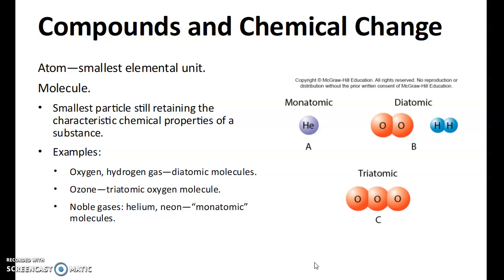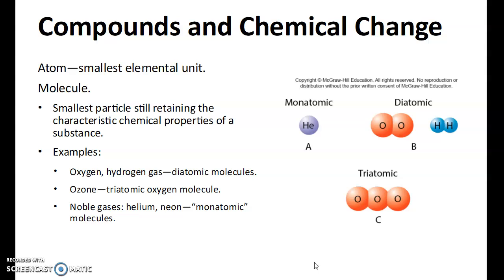So as a review, we have the atom as the smallest elemental unit. And then we build upon that with the molecule. That's the smallest particle that still retains the chemical properties of a substance. And they can be diatomic, triatomic, or monatomic. In other words, monatomic is one atom alone. An example of that would be all of the different noble gases. Because remember, they are satisfied with their octet of 8 electrons. Helium is the sole exception, where it's satisfied with just 2. So helium, neon, krypton, all of those are monatomic molecules.